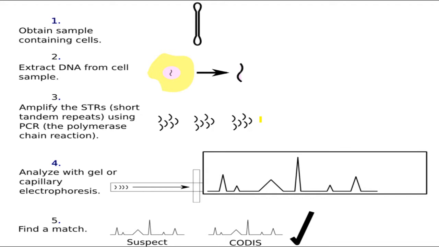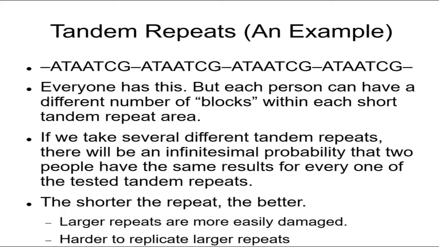Those are the specific things that we're looking at in order to use DNA to identify the person. So what is a short tandem repeat? We mentioned this in the earlier lecture, so let's just do this briefly.